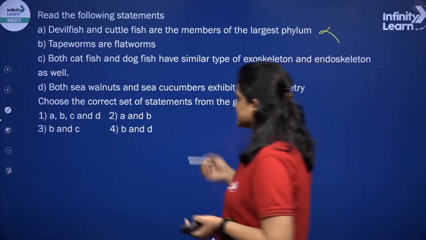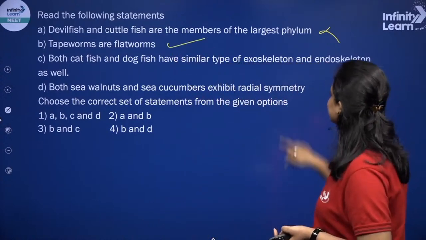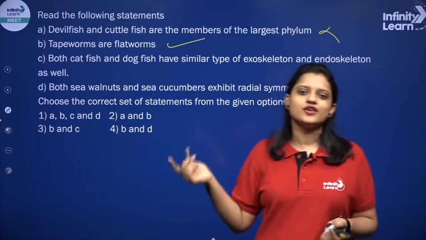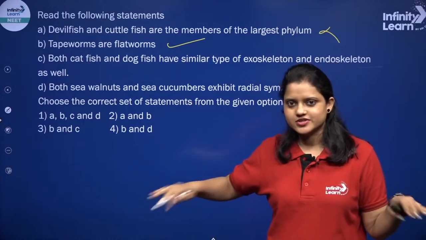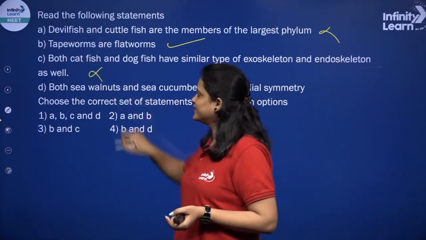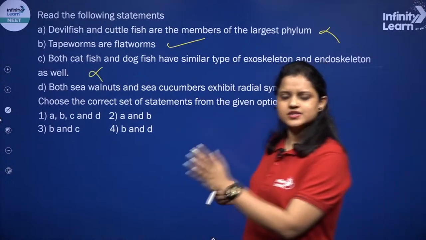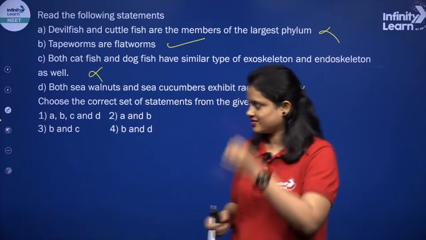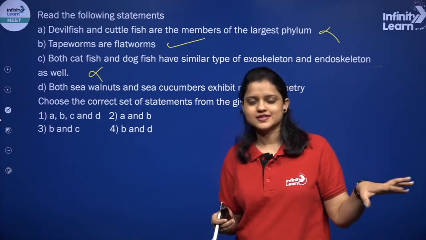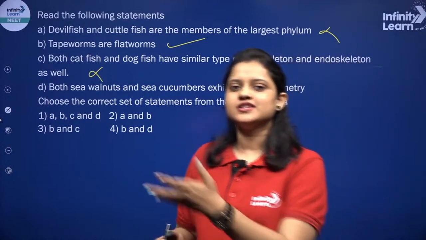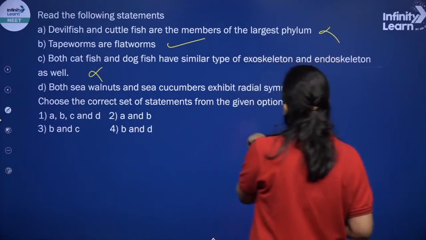Tapeworms are flatworms. Yes. Both catfish and dogfish have similar type of exoskeleton and endoskeleton as well. No. Catfishes are bony fishes. Dogfishes are cartilaginous fishes. So this is wrong. We know that bony fishes have cycloid or ganoid scales, and cartilaginous fishes have placoid scales. And even the endoskeleton is bony in case of bony fishes or Osteichthyes, and is made up of cartilage in case of cartilaginous fishes or Chondrichthyes. So this is wrong.